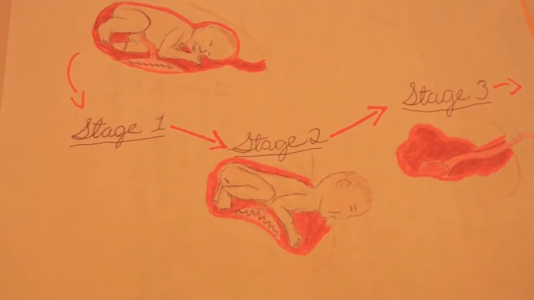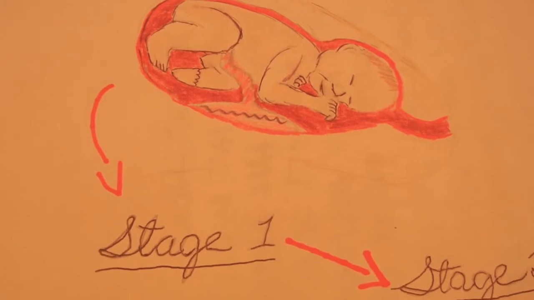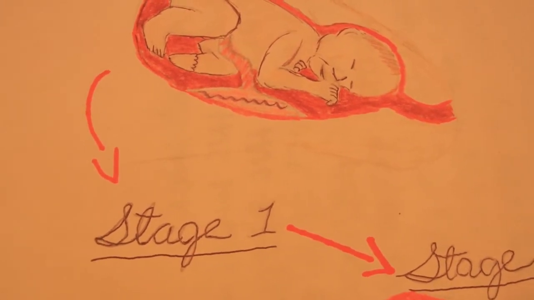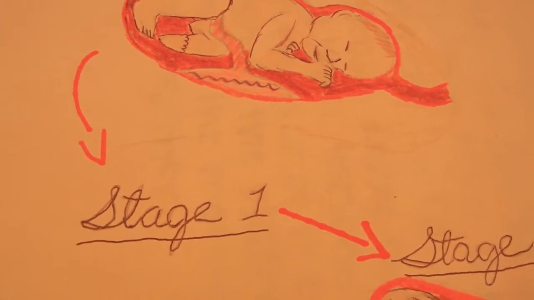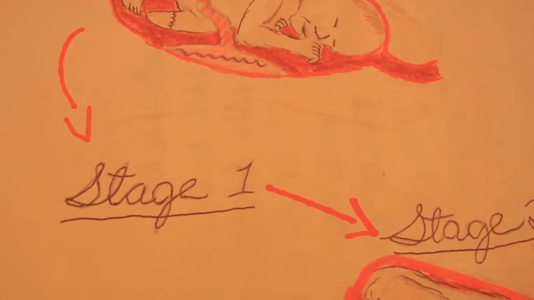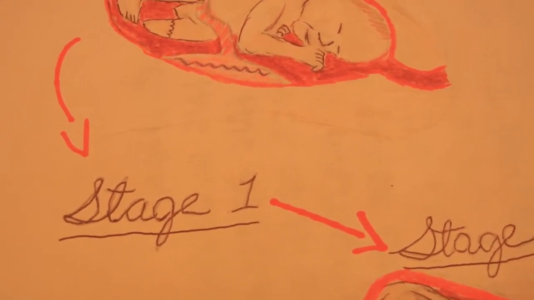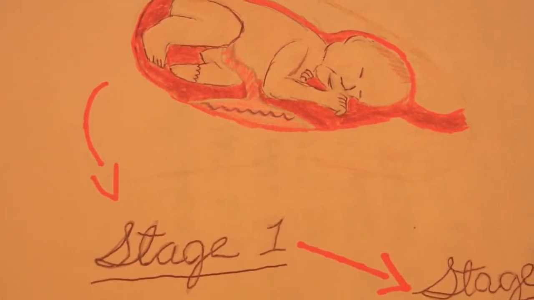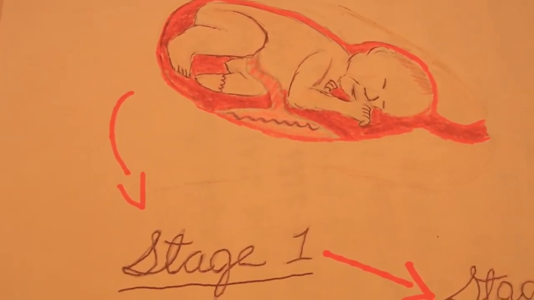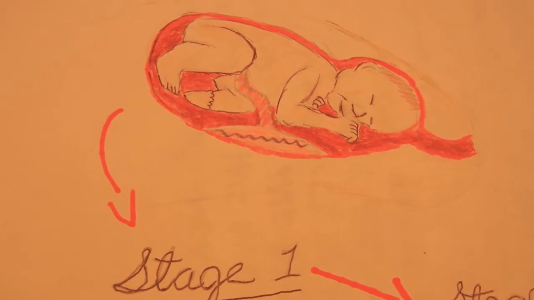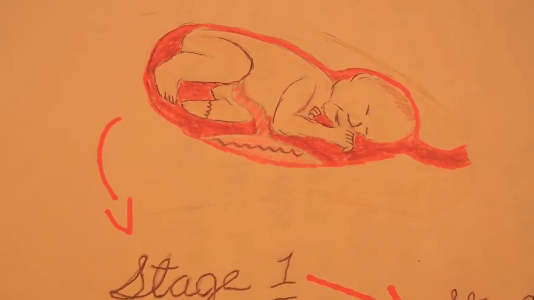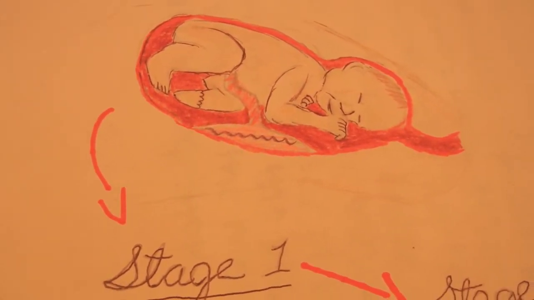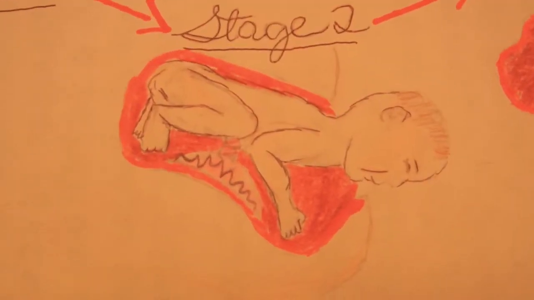Now we move on to the first stage, dilation of the cervix. What occurs in this stage is contractions putting pressure on the walls of the cervix until they come apart. This enables the baby to enter the vaginal canal. The baby can't leave the uterus until the cervix widens. If the cervix does not widen or dilate properly, the doctor must perform a C-section.